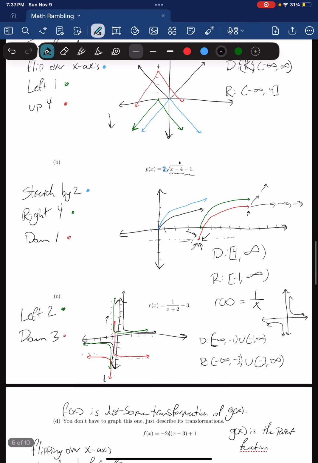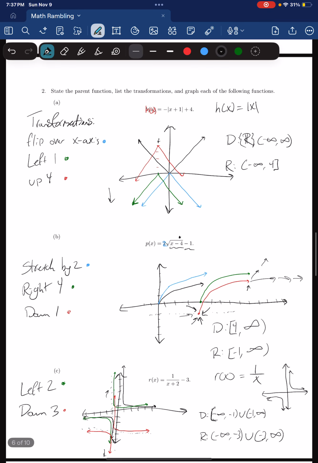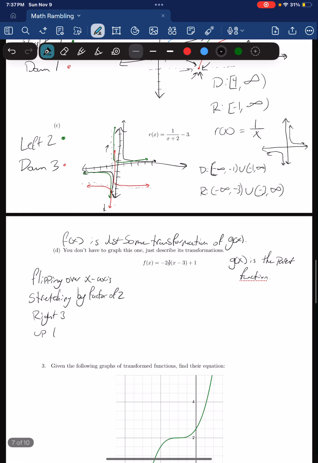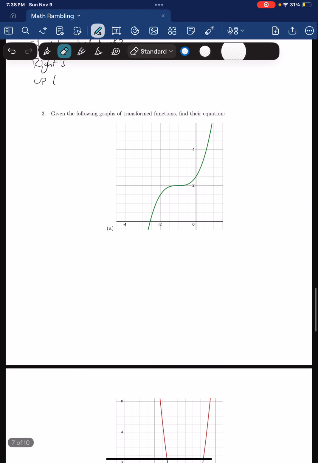So in this case we had attached a positive 1 here and a plus 4 here, and then a minus sign on the outside. Here we put in a 2 and a minus 4 and a minus 1. And really, it's just the placement of those things and what we put that's describing the whole transformation. G of x is the parent function; you could put in any parent function, really.